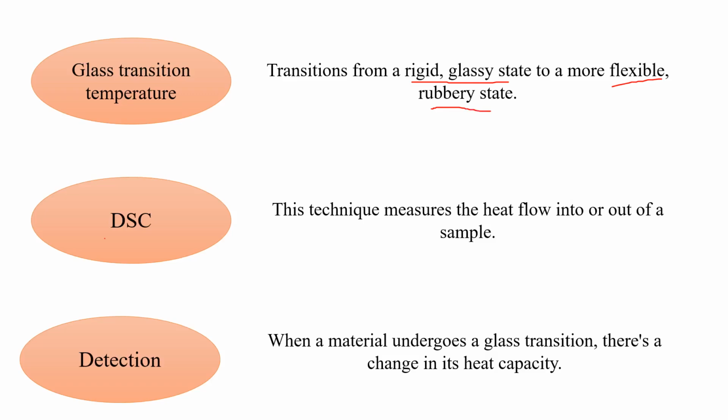Now, what is this DSC? Differential scanning calorimetry. It is mainly a technique where we are measuring the heat flow, heat flow into the sample and out of the sample. That is, how much heat is absorbed by the sample and how much heat is expelled from the sample. That is the DSC, differential scanning calorimetry. So here, when a material changes from a glassy state to a rubbery state, there is a change in the heat capacity, which can be detected by using differential scanning calorimetry.